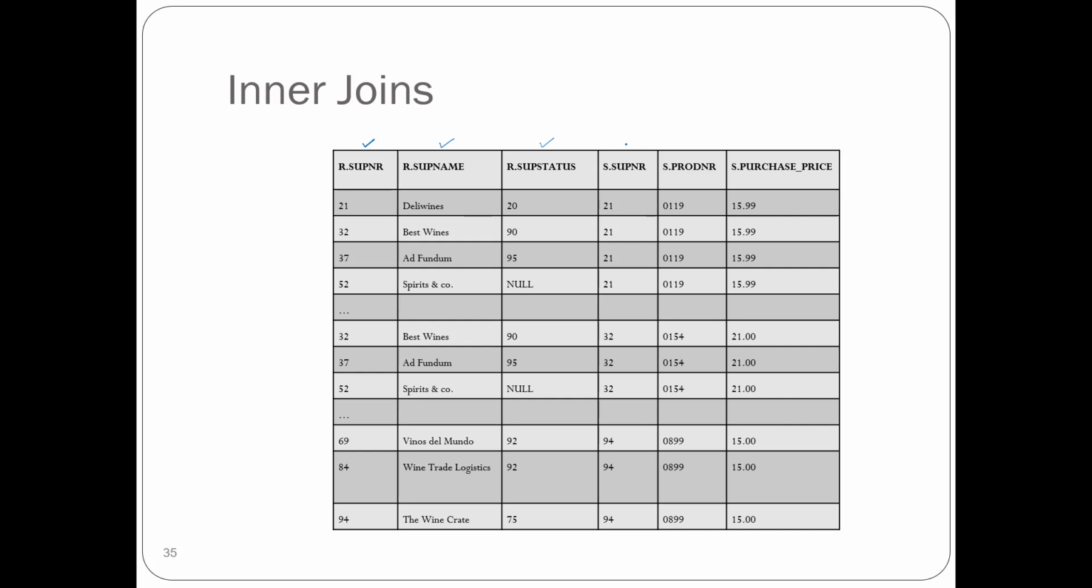supplier status, supply number again, supplies dot product number, and the purchase price. Good. If you look at this table carefully, then you would be okay with this combination, because in this first row, the r dot sub nr is matching s dot sub nr, right? So this is fine. We would like it, right?